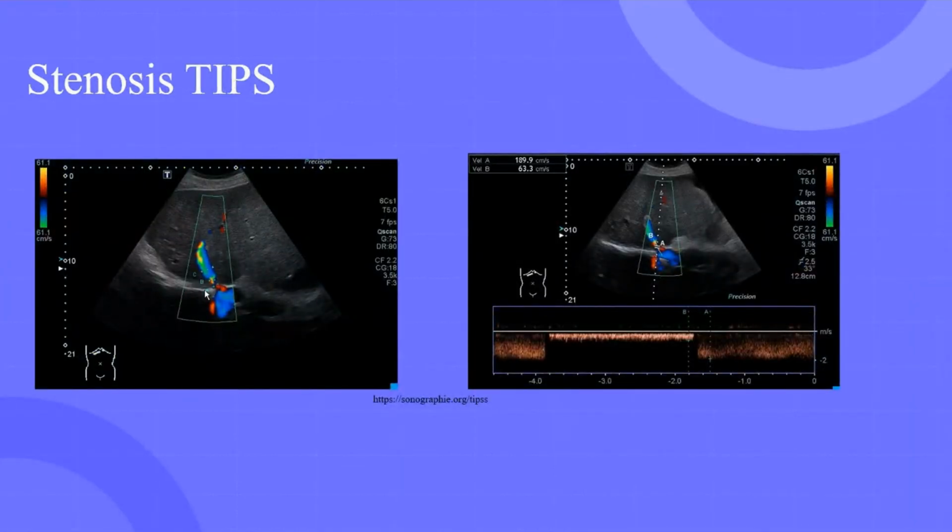Okay, this is another case with a stenosis of the TIPS. You can see there's some narrowing with aliasing within the TIPS. On the spectral waveform, you can see a high velocity at the narrowing site, about 190 centimeters per second, and at the non-stenotic segment, you can see it is below 90 centimeters per second.